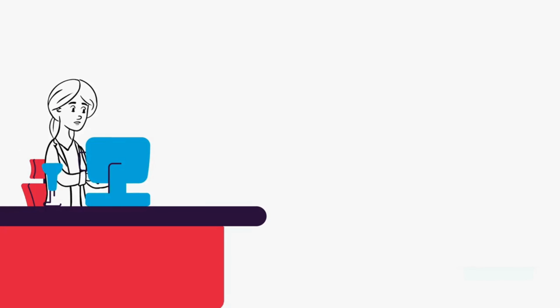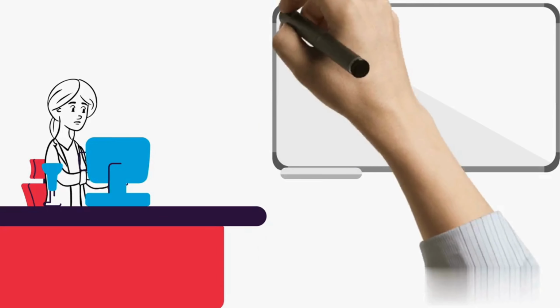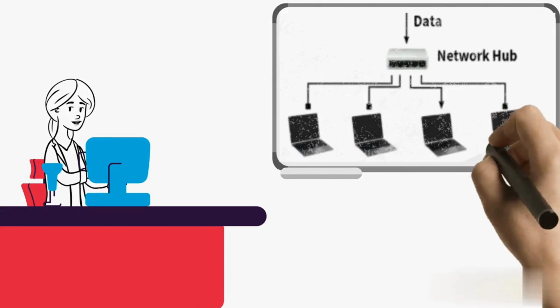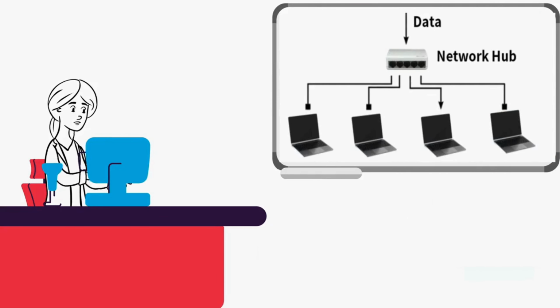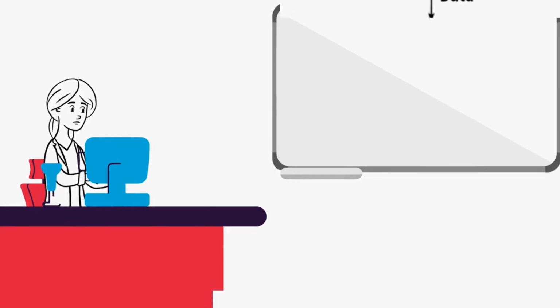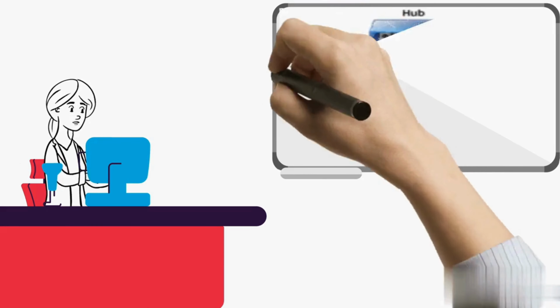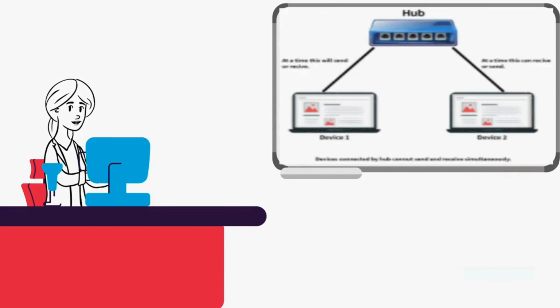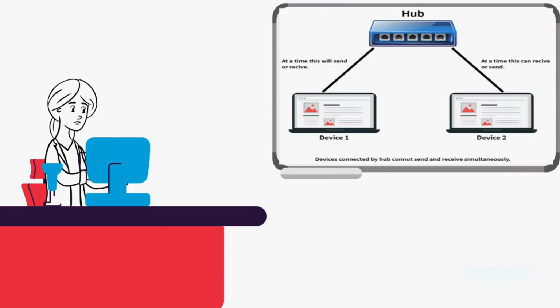Now, let's look at the hub. A hub is a basic device that connects multiple Ethernet devices, making them act as a single network segment. Hubs are used in small networks where simplicity and low cost are priorities. However, because they broadcast data to all devices on the network, they are less efficient and secure than switches.